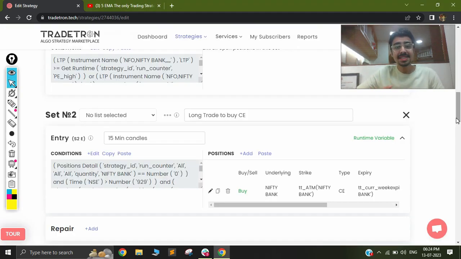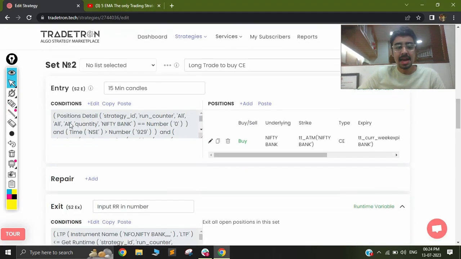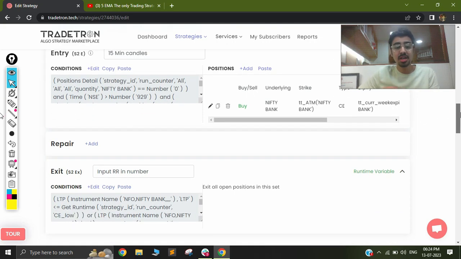So my set 2 conditions are pretty much the same. I'm using very similar conditions, just that I have changed the candle size to 15 minutes. Other than that, everything is the same, and I'm taking my long trades based on my set 2. So my set 2 is taking my trade for my call. Otherwise, the logic is pretty much the same.